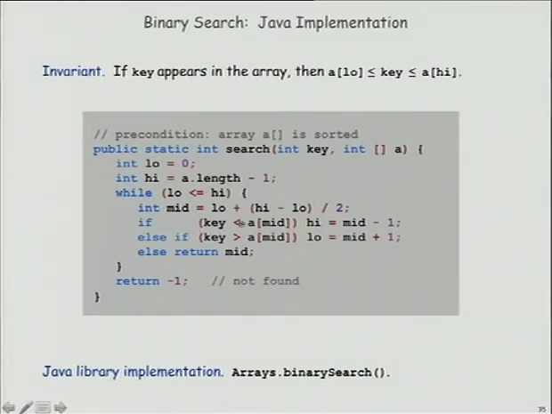If the thing I'm looking for is less than the middle point, then I move the high point to the point before the middle point. However, if it's greater, then I move the low point to where the middle point was plus 1. And then at some point I will just return the middle point if I find it. Otherwise I return minus 1.